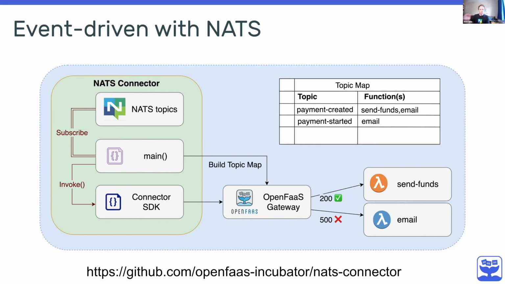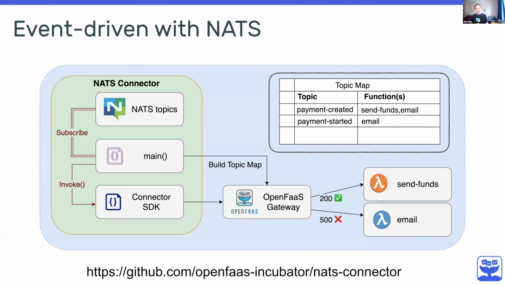If you look at the top right part of this diagram, there's a topic map. And this is built up basically by when you deploy a function, you say, this is the topic that it cares about. It could be one or more. And so here I can see the send funds and the email functions both care about payment created. That means we go to the left-hand side of the screen where we've got the NATS topics. The code is subscribed to both of those to payment created.